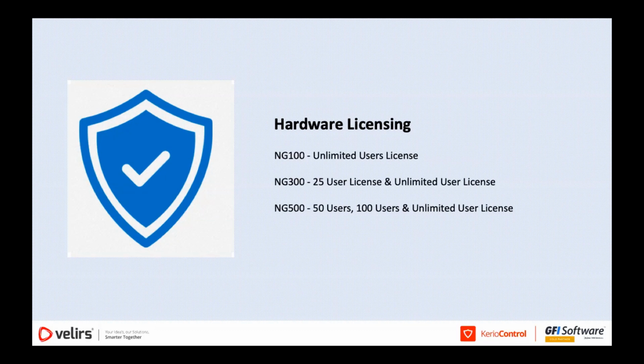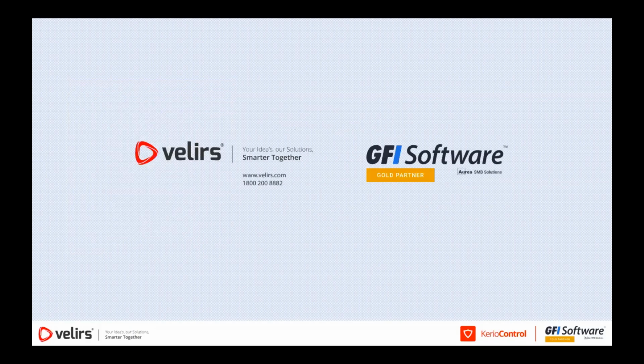NG500 comes with the same hardware but 3 different settings. 50 users, which can support up to 250 concurrent devices. 100 users can support 500 concurrent devices. Unlimited user license supports unlimited concurrent devices. That's how the hardware licensing works.